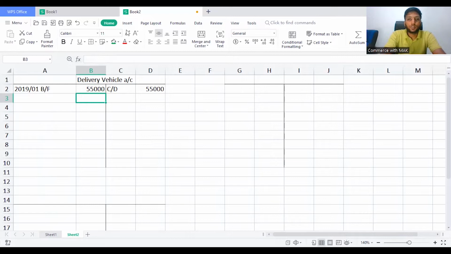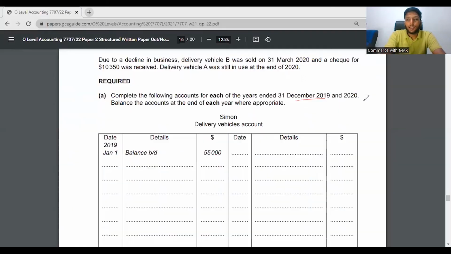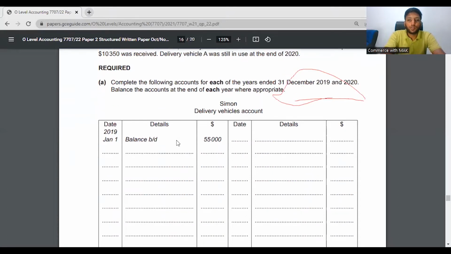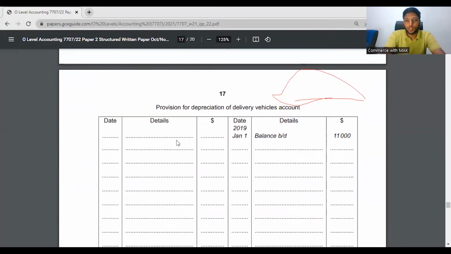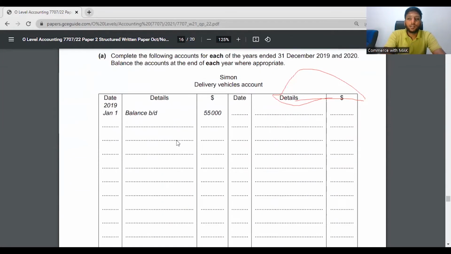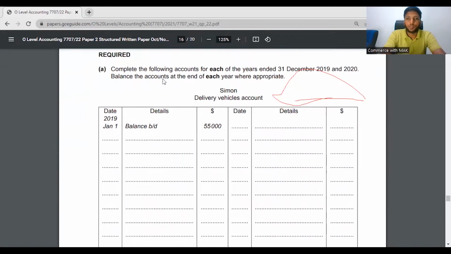Because they're asking on the question 2019 and 2020. So both sums should be represented under this account. Balance the account at the end of each year where appropriate. So the same is applicable. I think you should do the same 2019 calculation, 2020 calculation under delivery vehicles account and provision for depreciation account.